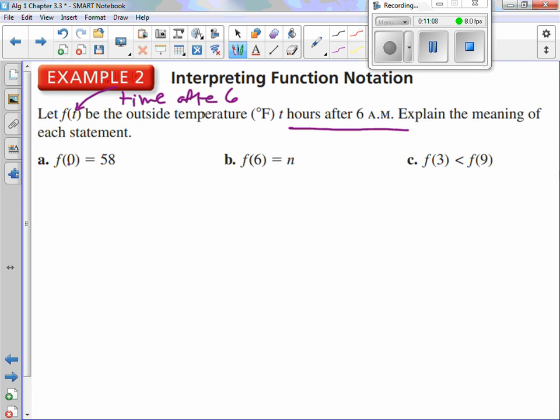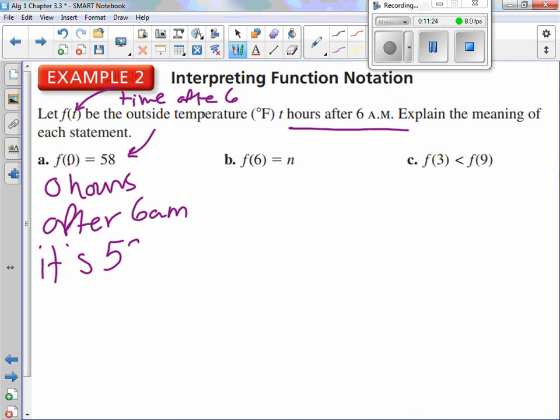So what is it saying? F of 0, so 0 hours after 6 a.m. Because F of T is the temperature, where T is the number of hours after 6 a.m. So we're saying F of 0, so we're talking about 0 hours after 6 a.m., and it's going to be 58 degrees Fahrenheit. Any other questions on the first one?